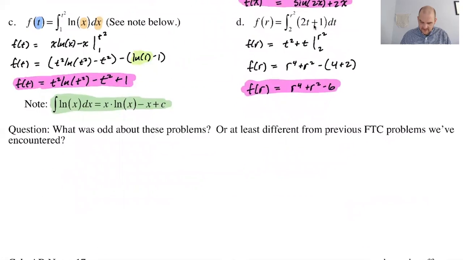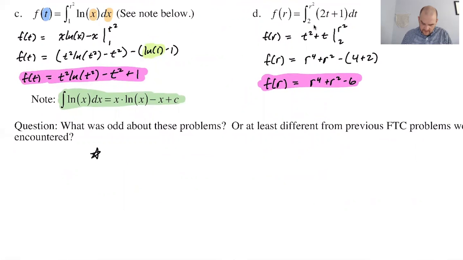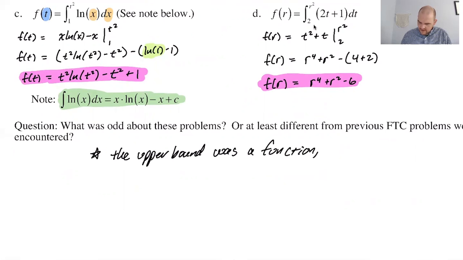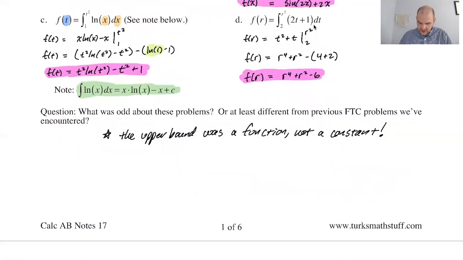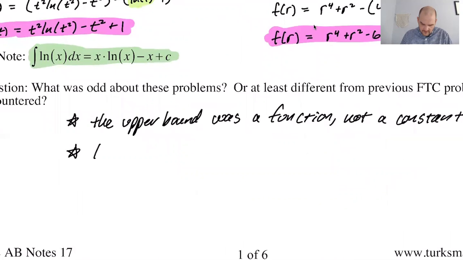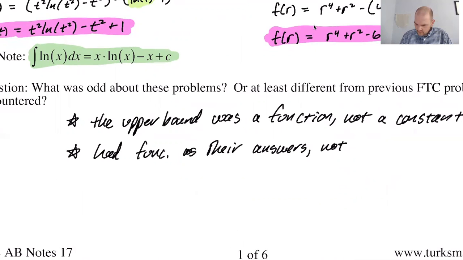So the really odd thing about these that's different is that for all of them, the upper bound was a function, not a constant. So this is different, right? The answer to a definite integral is going to be a number. The answer, if you could evaluate an accumulation function and get rid of the integral somehow, is actually a function. So these had functions as their answers, not numbers.